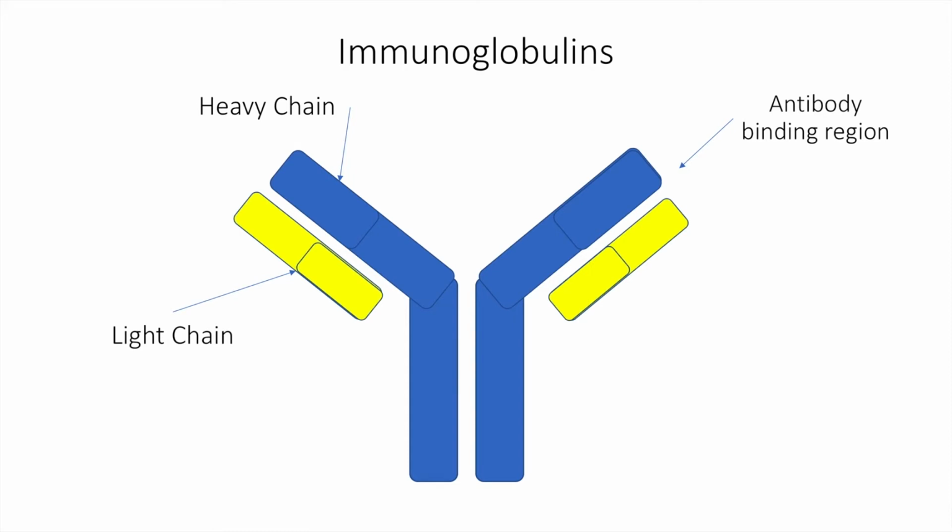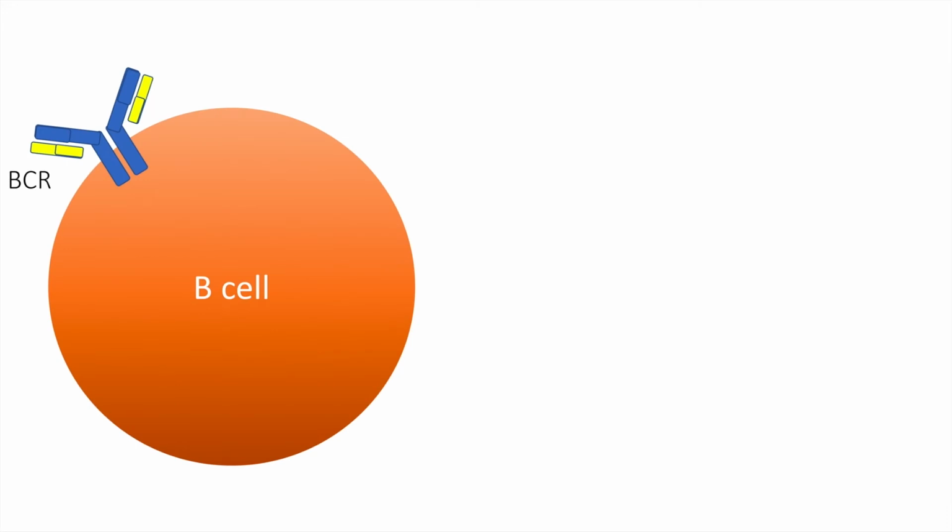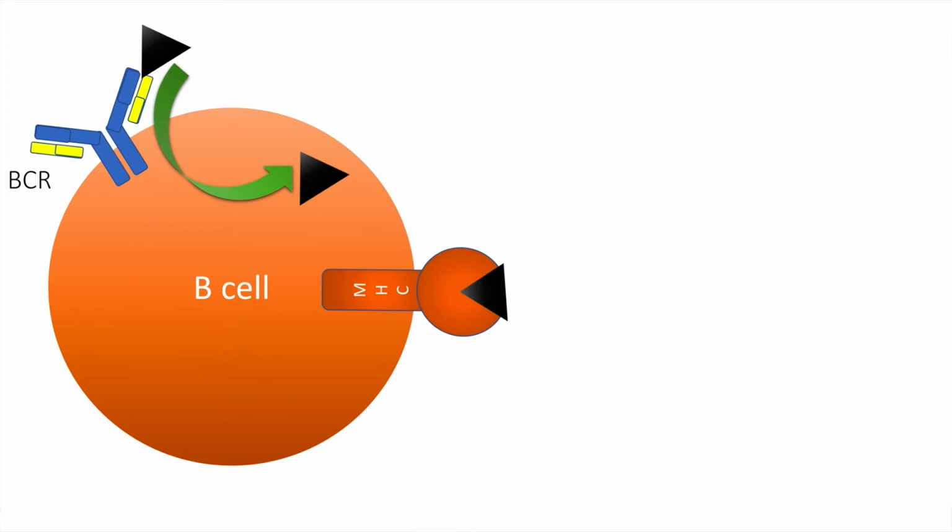This is an image showing the immunoglobulins with its heavy chain, light chain, and antibody binding region. This area where the antigen binds is called the idiotype. This is a B cell along with a B cell receptor. This is an antigen which has bound to it. The antigen is internalized and presented on the surface of the B cell in context of a major histocompatibility complex.